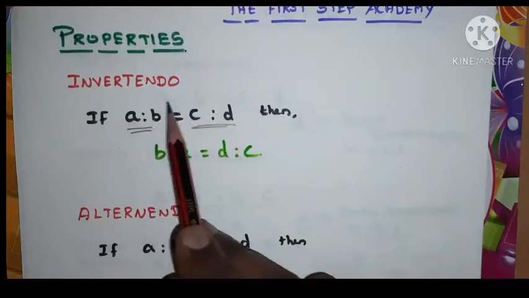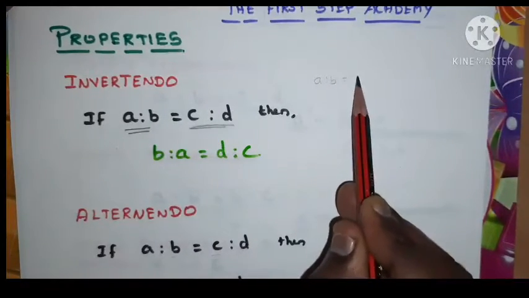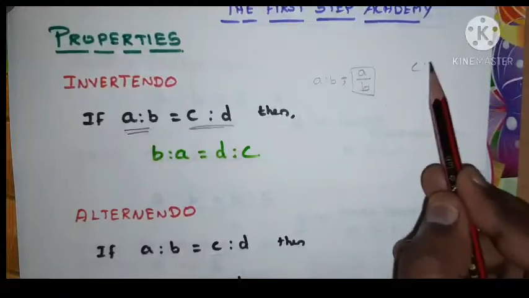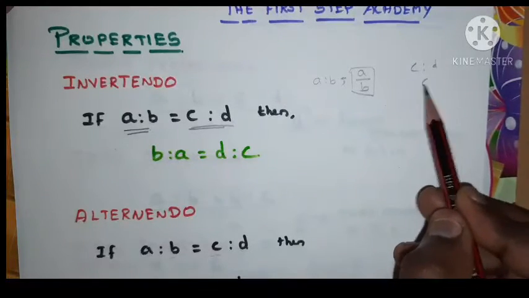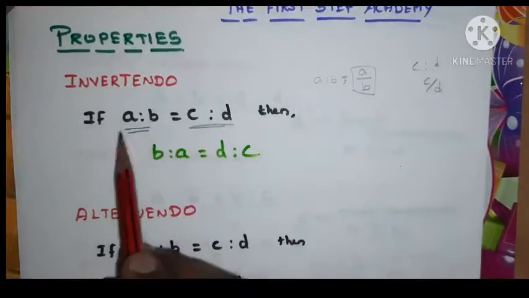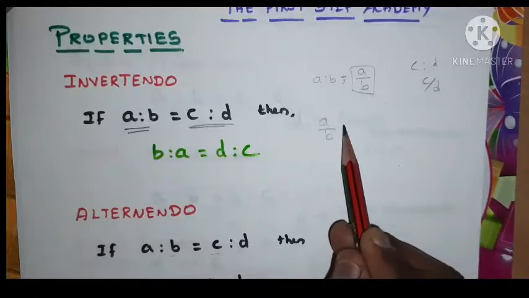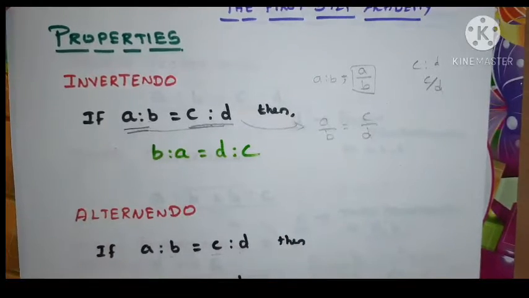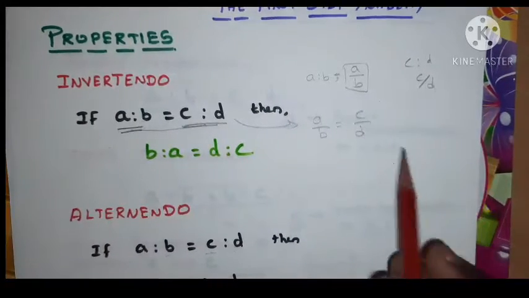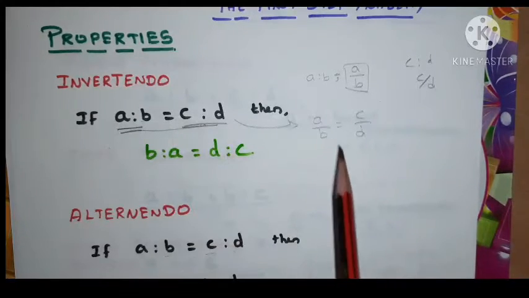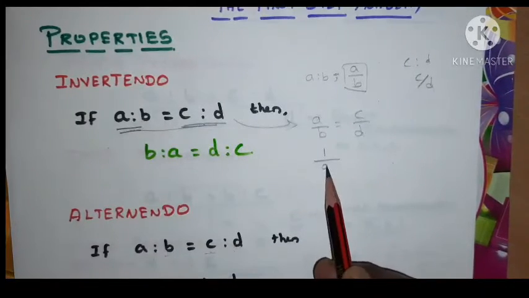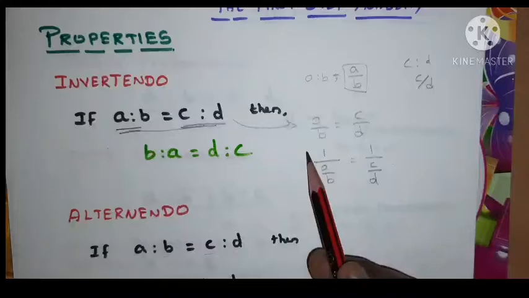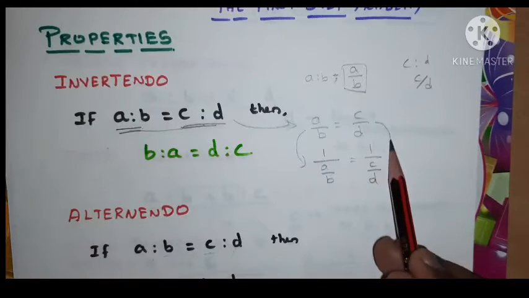So A is to B, this is one ratio, which can be expressed as A by B. In the same way, C is to D can also be expressed as C by D. Now, according to this, I am going to write A by B is equal to C by D. Now what I am going to do is take the inverse: 1 by A by B is equal to 1 by C by D. This is the inverse of A by B and the inverse of C by D.